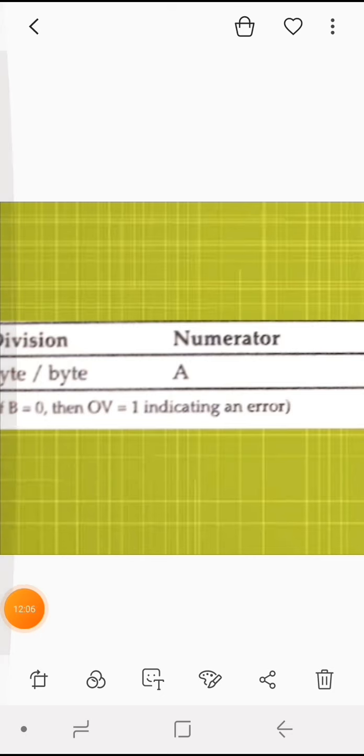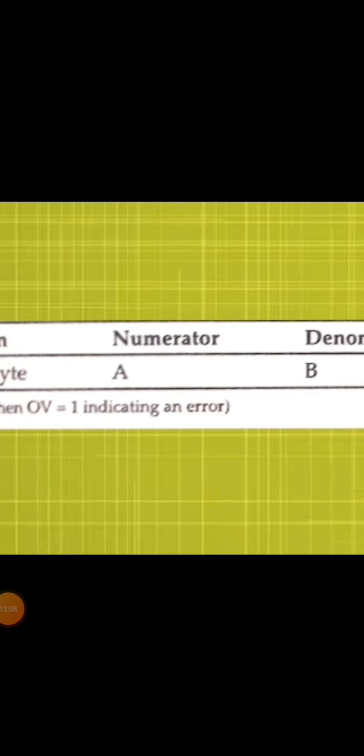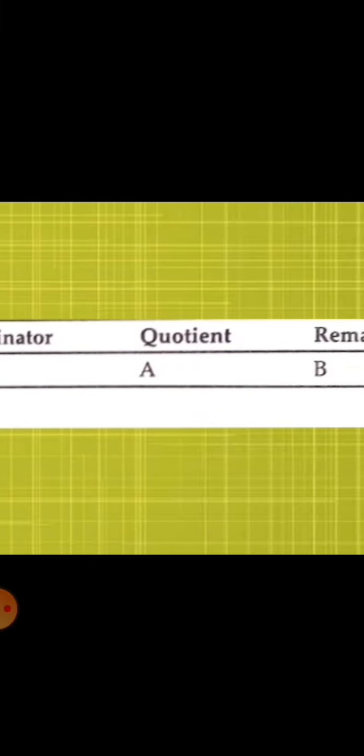The representation we have is that division is done byte by byte. A will be holding the numerator, B will be holding the denominator, where the quotient is present in A and the remainder is present in B.